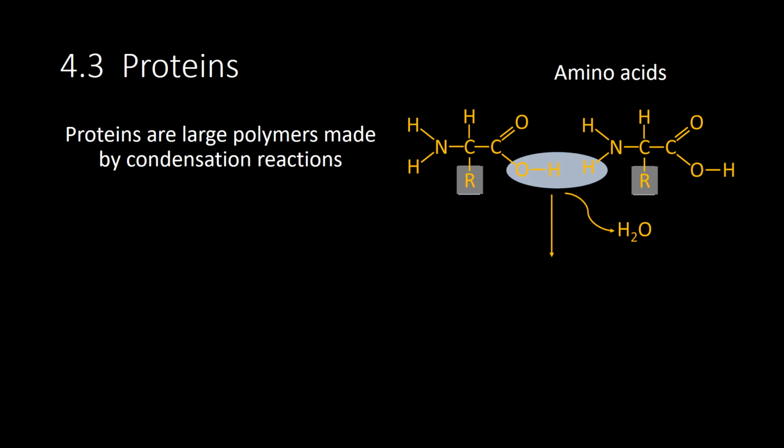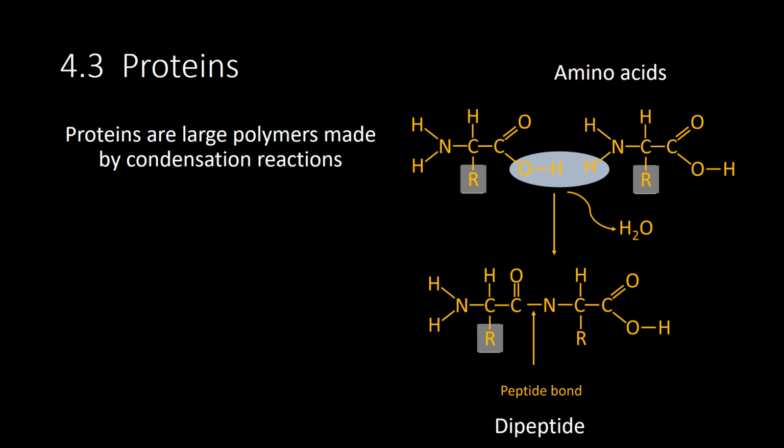Okay, so proteins are polymers. That means they're built up by condensation reactions. So here's our 2 amino acids, and when you put them together, water comes out, and you've linked the 2 amino acids with what's called a peptide bond. And the peptide bond is, you can see the arrow, it's right between that carbon and the nitrogen. Peptide bond is a covalent bond, but it's the specific name of a covalent bond between 2 amino acids.